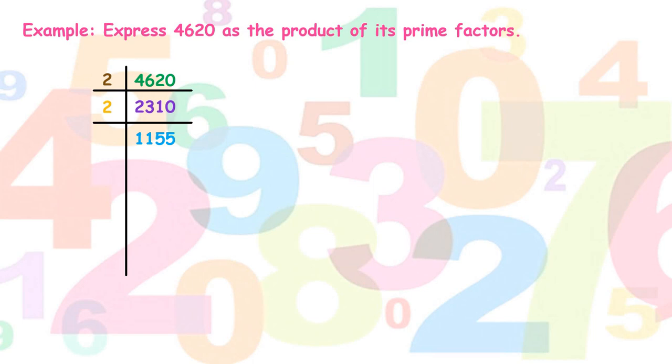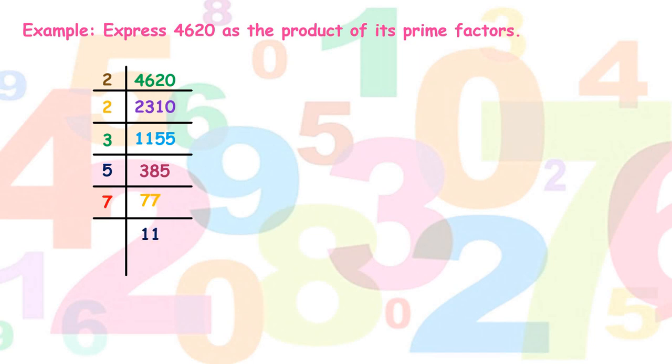Now is it divisible by 2? No. Is it divisible by 3? Yes, the sum of the digits is 12, so it is divisible by 3. If we divide it by 3, it will give 385. Now, is it divisible by 3? No, it is divisible by 5 because the ones place digit is 5. So it will give 77. And now it is divisible by 7 to give 11.